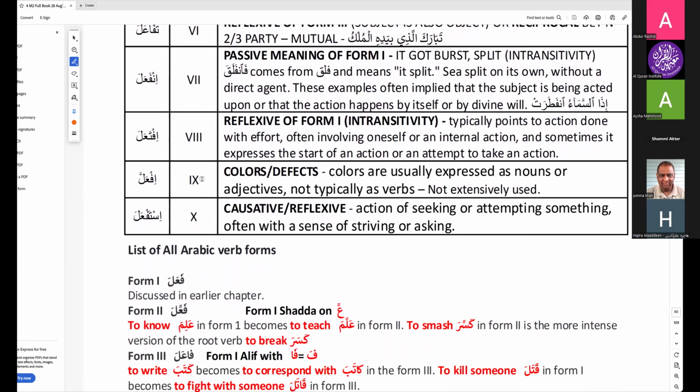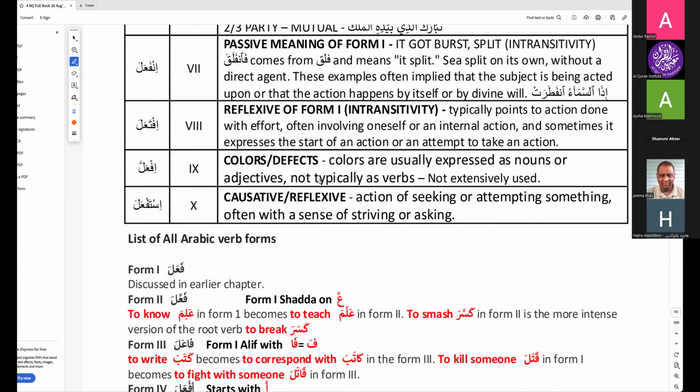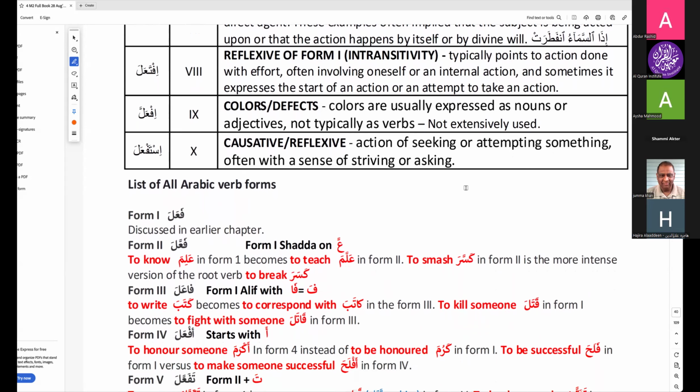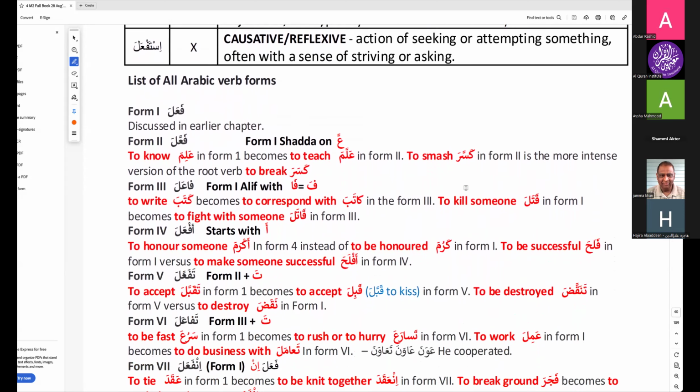Okay, verb form 9, if'alla, refers to color and is very rarely used in the Quran. So we're just learning it for knowing the information, but there are not many words that use verb 9. Verb 10 is istaf'ala, causative, reflexive action of seeking or attempting something, often with a sense of striving or asking. Now, the list of verbs is given below.